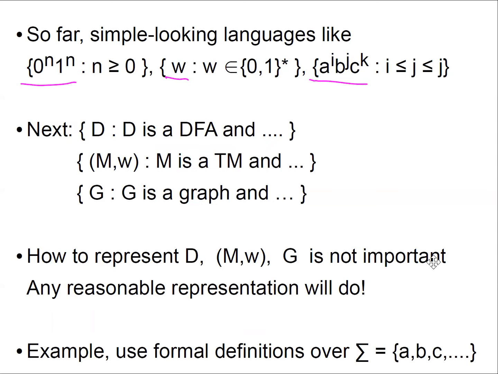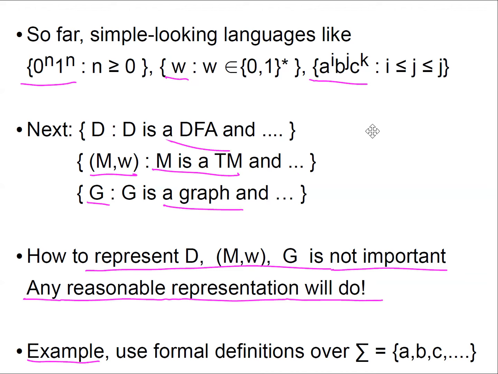Things like the set of DFAs which do something, or a set of pairs M, W, where M is a TM and something, or G is a graph and something. So here the input is much more structured, okay? It's a DFA, it's a Turing machine, it's a program, it's a graph. So how are we going to represent these things, D, M, W, G? Well, it's not so important, okay? Any reasonable representation will do. For example, we can use the formal definitions over the English language alphabet. And this is going to allow us to define much more complicated and far-reaching languages.